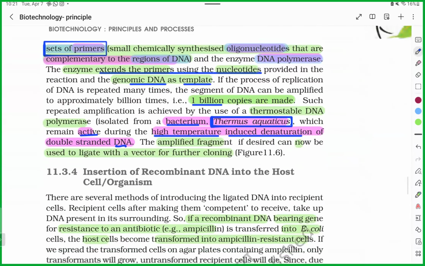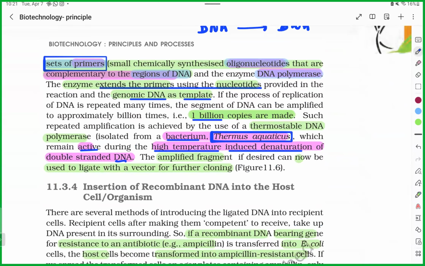Next, what is a primer? A primer is a small chemically synthesized oligonucleotide, because artificially we are making this very small sequence, an oligonucleotide, complementary to the DNA. It binds to the DNA, and we need the DNA polymerase enzyme in this case. What is the role of DNA polymerase enzyme? The enzyme will extend the primer using nucleotides. So the primer will use nucleotides and extend the primer.